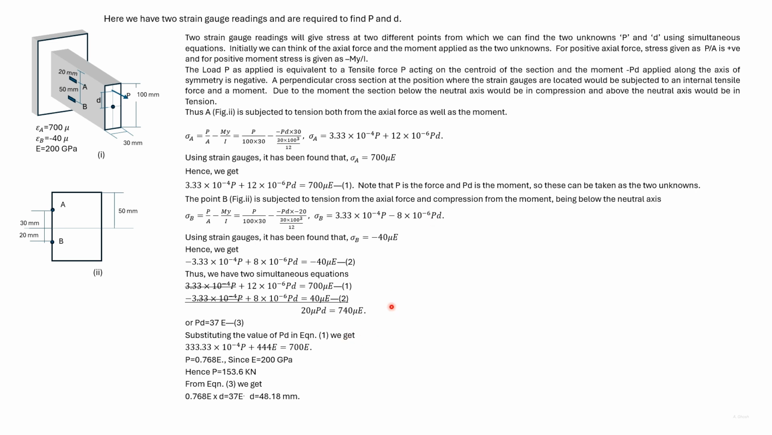Using the two simultaneous equations, we obtain the value of Pt. Substituting the value of Pt in equation 1, we obtain the value of P. These values are obtained in terms of E, the Young's modulus, and substituting the value of E, we get the force P and the distance B. These are the unknowns we were looking for.